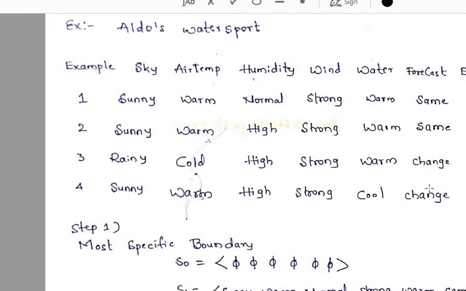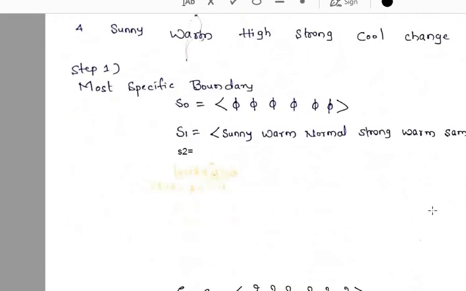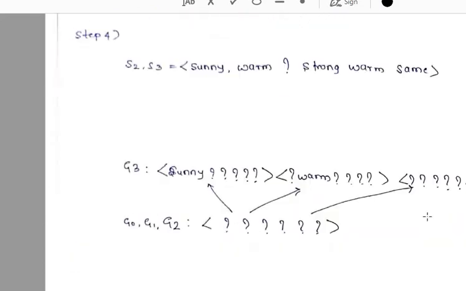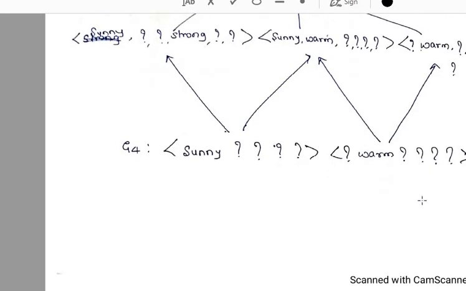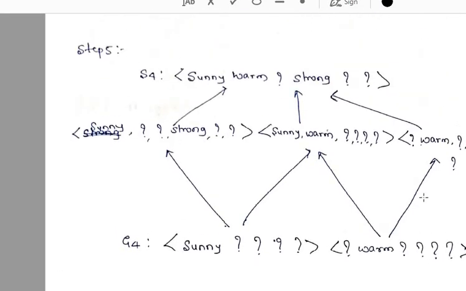That means we will not consider that attribute, because previously it was told that for same we are classifying it positively, but now it is telling that for change it is classifying positively. So inconsistency is there, hence we will not take that same in the next step. As you can see here, we have removed that question mark and same, so we have only considered sunny with all question marks, and warm with all question marks.